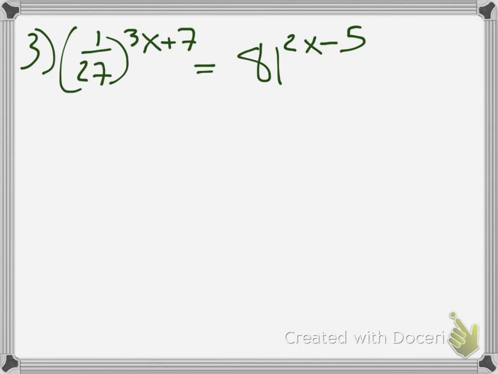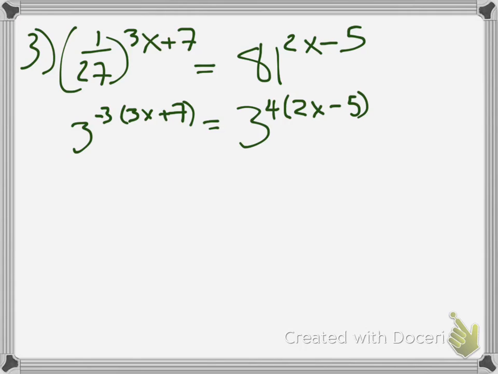Number 3, what could number 3 say? Let's see, there it is: 1 over 27 and 81. Again, now you need to find a base. They're both base 3, in other words, 3 to some power can get you the 1 over 27 and the 81. 81 is 3 to the 4th, and 1 over 27 is 3 to the negative 3.